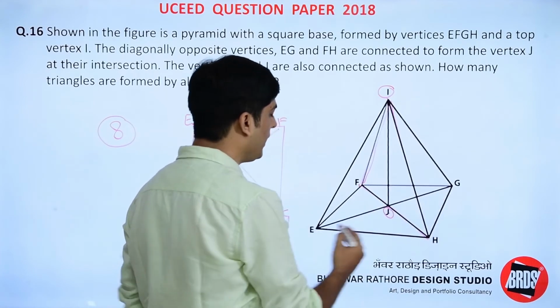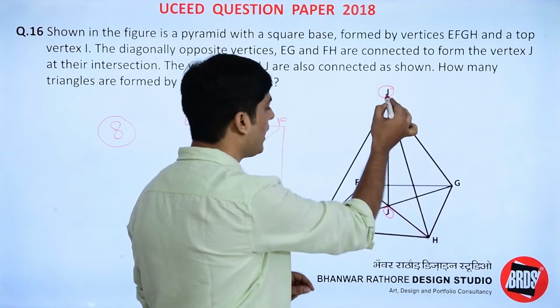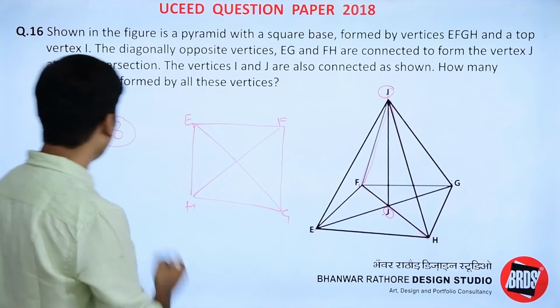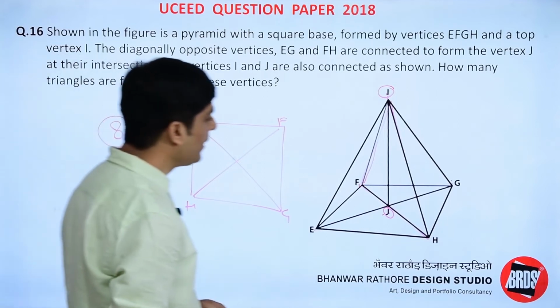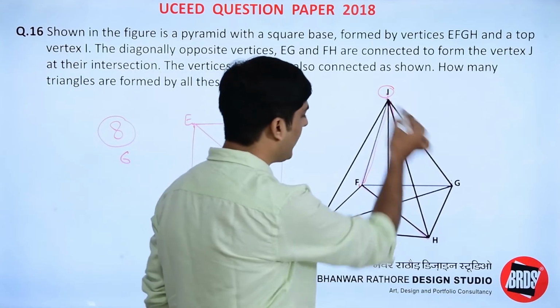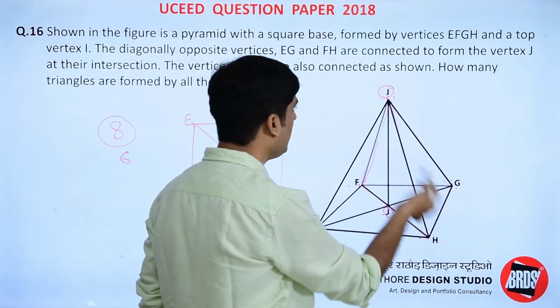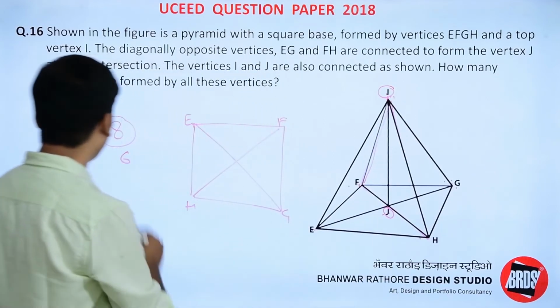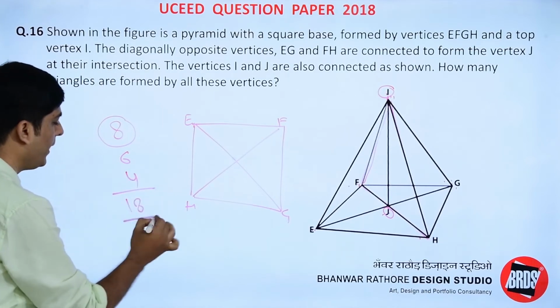By symmetry, again there would be 3 triangles: EIJ, IJG and EIG. So the total would be 6. Apart from this, there would be 4 more triangles: IGH, IFG, IFE, IEH. So I have to add 4 more. So the number of triangles would be 18.